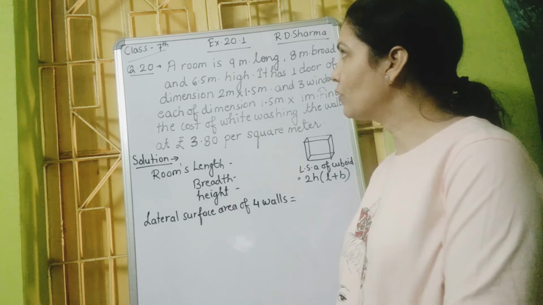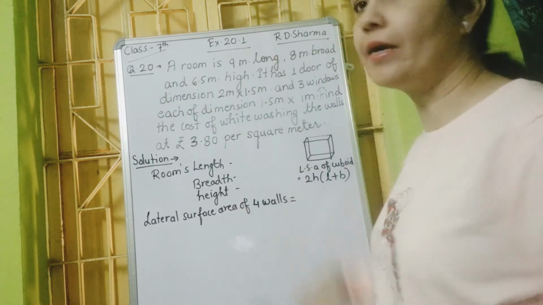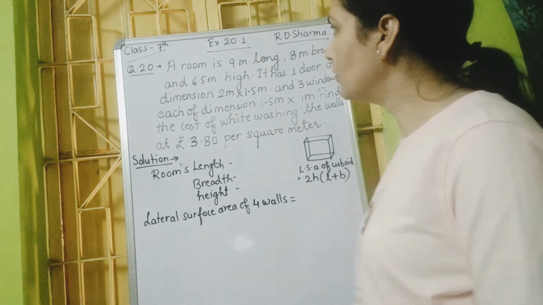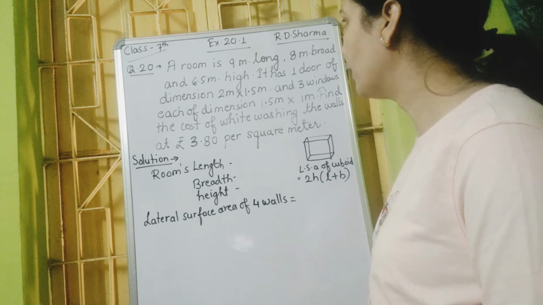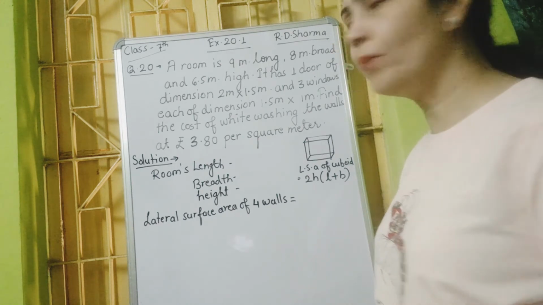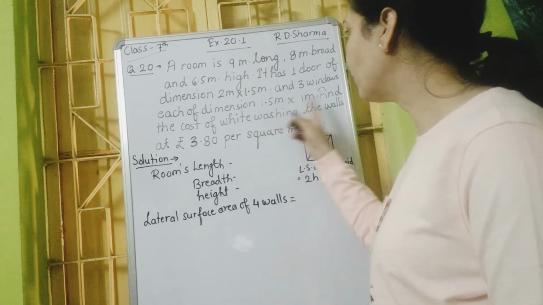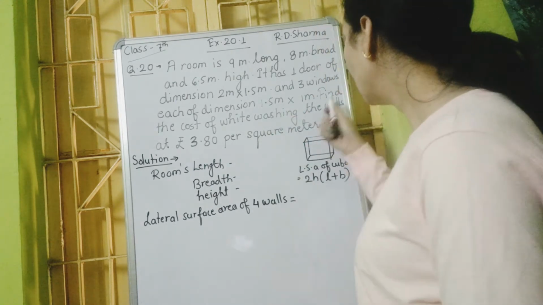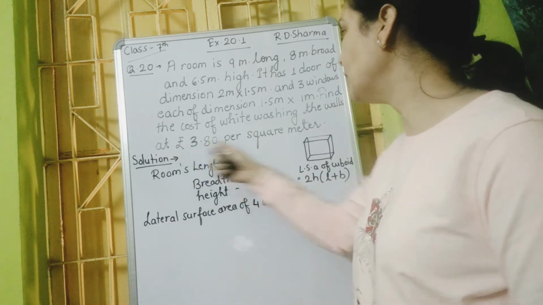Today we are going to see from class 7th exercise 20.1 question number 20 of R.D. Sharma. Okay, so let's read the question first. A room is 9 meter long, 8 meter broad and 6.5 meter high. It has one door of dimensions 2 meter into 1.5 meter and 3 windows each of dimension 1.5 meter into 1 meter. So find the cost of whitewashing the walls at 3.80 rupees per square meter.